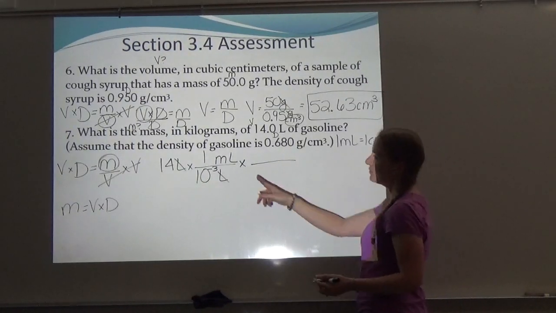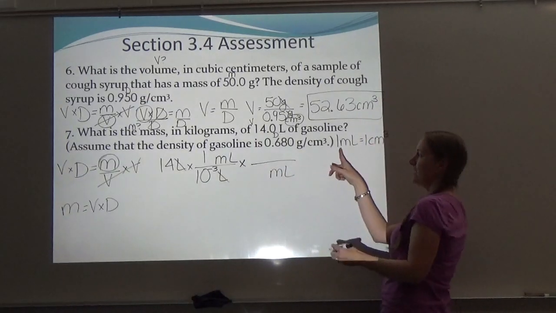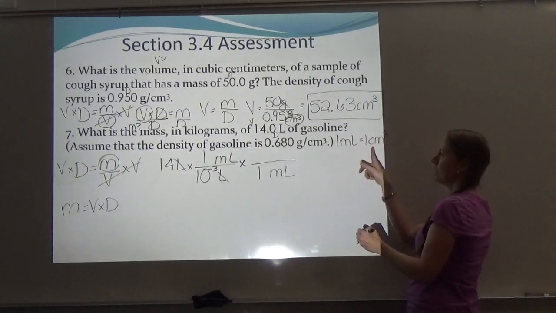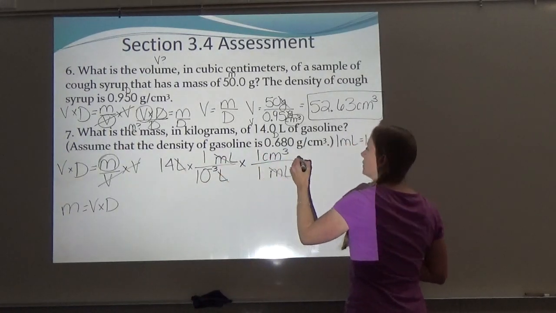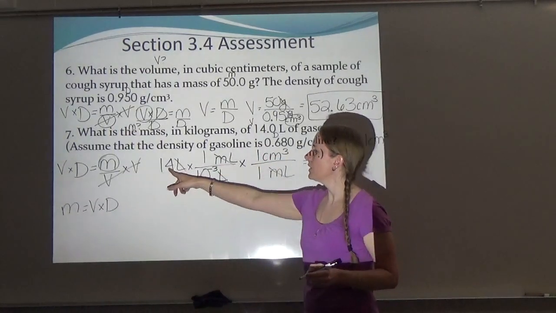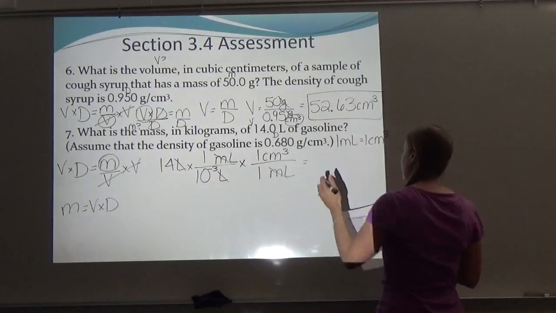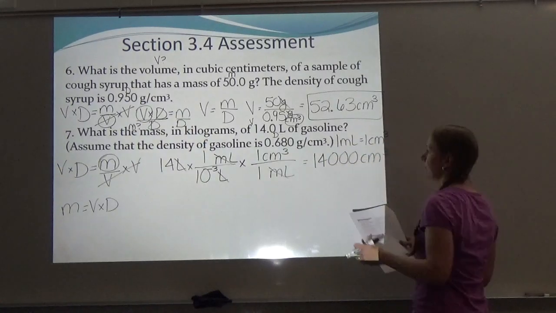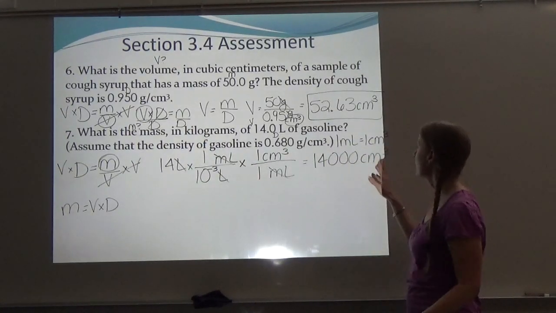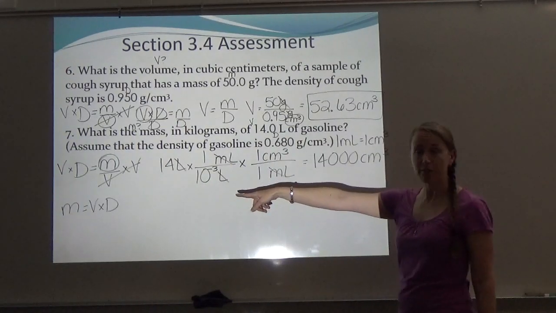Okay, so I follow my golden rule. I have milliliters on top, so I want milliliters on bottom. How many? I want 1 milliliter, and that equals 1 centimeter cubed. So my milliliters cancel, and then because I have one number on top and one on bottom, I'm just going to divide. When I divide that, I get 14,000 centimeters cubed. So now that I have centimeters cubed, I can plug into my formula.